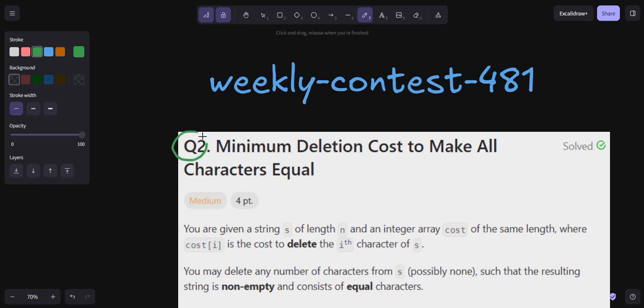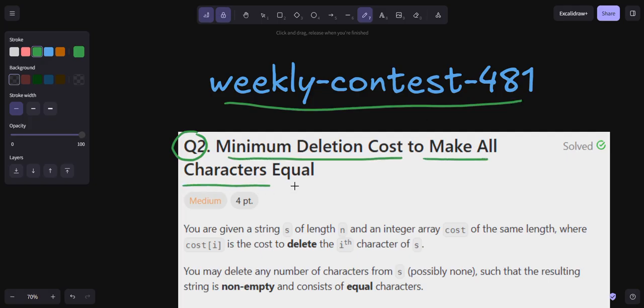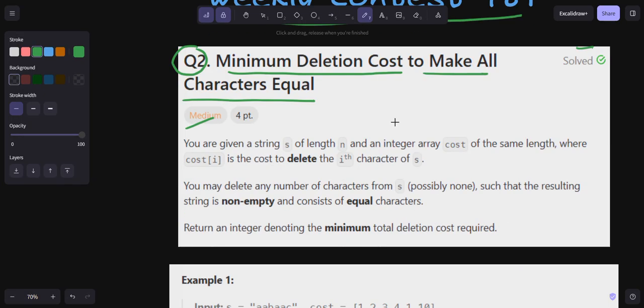So now I am going to solve question number 2 of weekly contest 481, Minimum deletion cost to make all characters equal, right? So this problem is actually very good, and very easy actually once you understand.